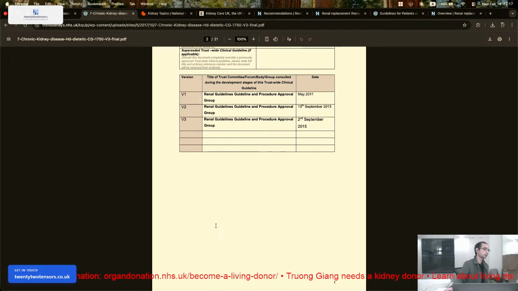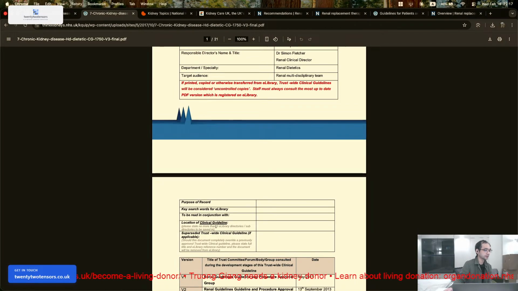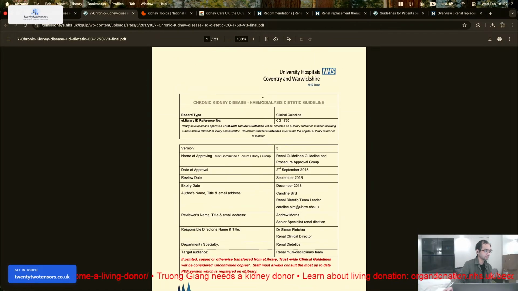So basically, each NHS trust in the UK has its own guideline. I thought everyone should have the same guideline. Yeah, I understand correctly.